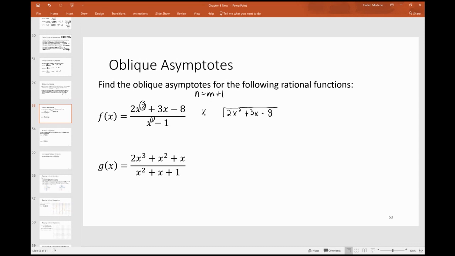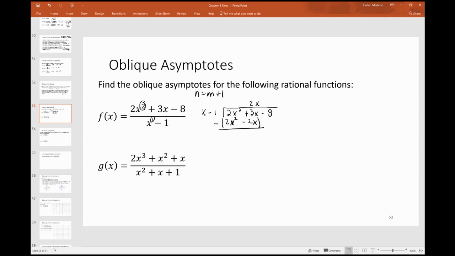We'll divide that by x minus 1. X goes into 2x squared 2x times. When we multiply that out, we have 2x times x is 2x squared, and 2x times negative 1 is negative 2x. Let's subtract that.